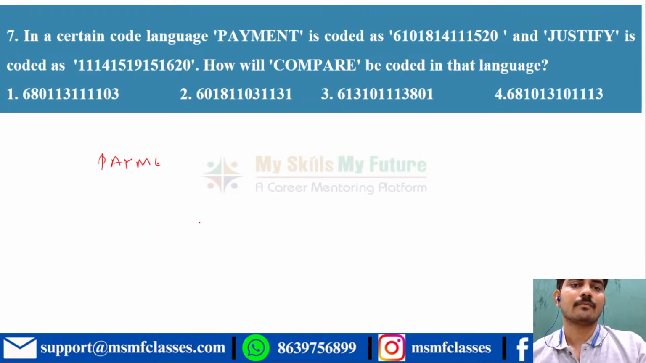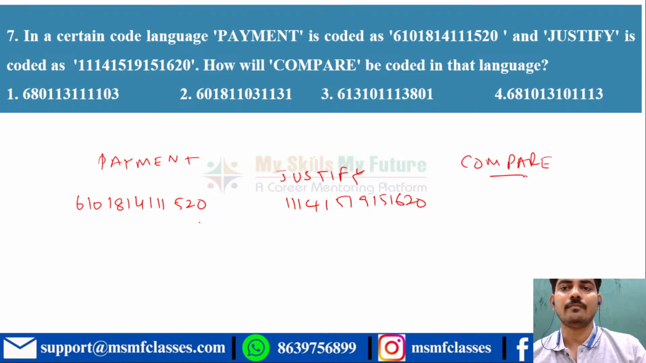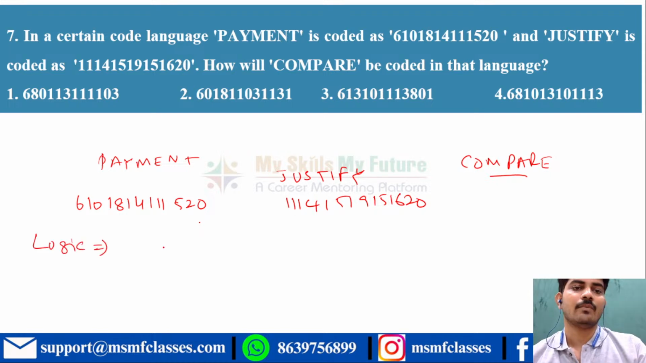Payment was written as 6101814111520, and justify as 11415191511620. Then what will be the code for compare? I'm directly giving the logic for this one. The logic here is, first we need to write the word in alphabetical order.